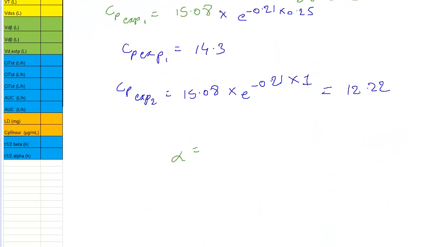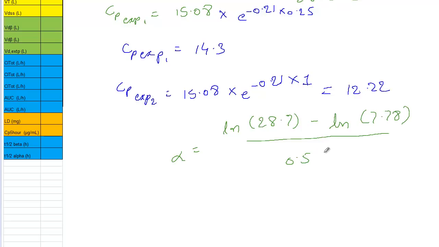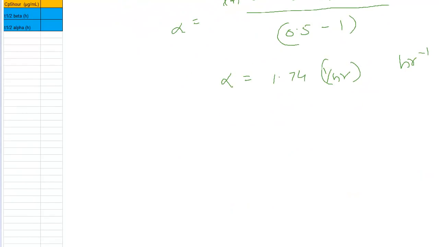Let's do that calculation. So ln of 28.7 minus ln of 7.78, divided by the time points, 0.25 minus 1, then alpha, the slope for this, is 1.74. The units are 1 over hour, or we can call it hour inverse. Either one is the same. Now that we have the alpha slope, can we calculate the alpha intercept?